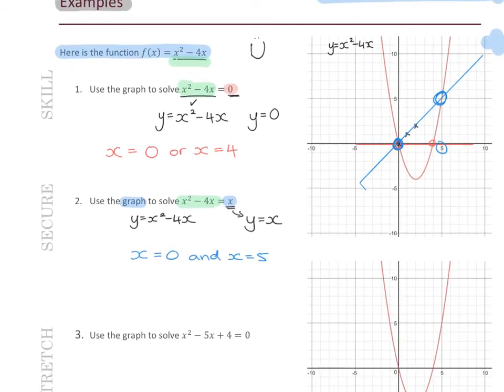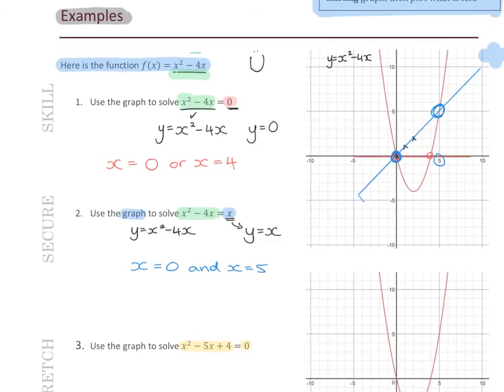Okay, final question. I'm going to do this one in yellow. And I've got a second graph down here for this question as well. Now it says, use the graph to solve x squared minus 5x plus 4 equals 0. Now, our problem this time is that it does not match my original function. So that's my original function, and it does not match.